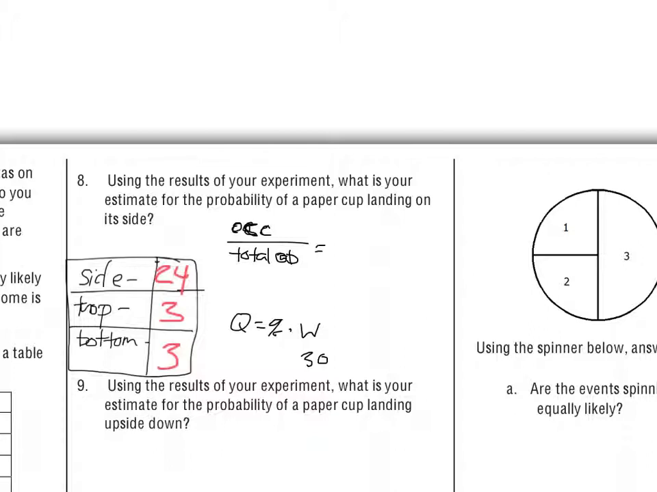In this case, we're talking about our side is 24, so we have 24 occurrences of the side, and we had 30 total observations, and so we want to calculate that out. It's the same thing as solving Q equals percent times whole. We're going to get 24 over 30 either way. And this is going to give me 0.8 or 80%.